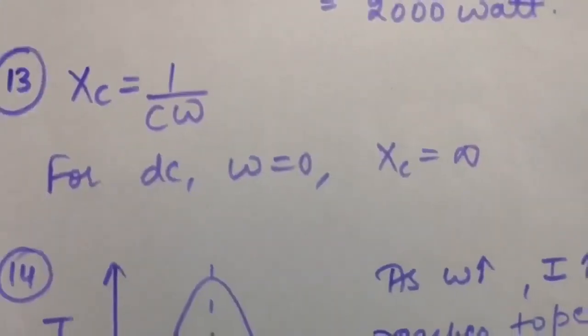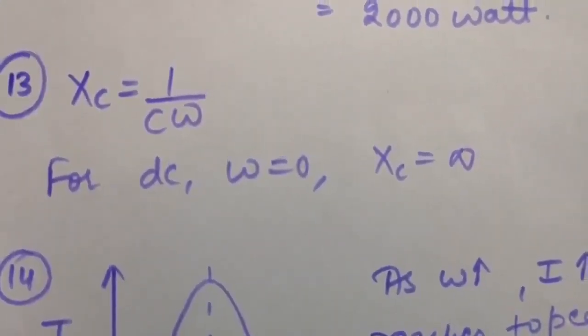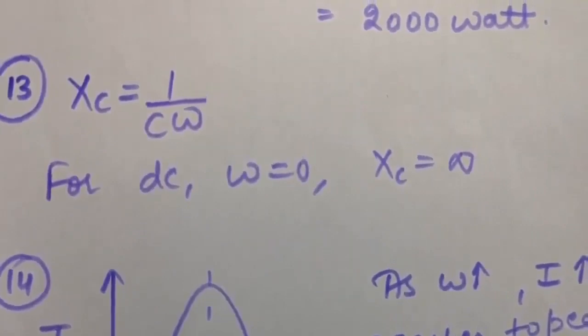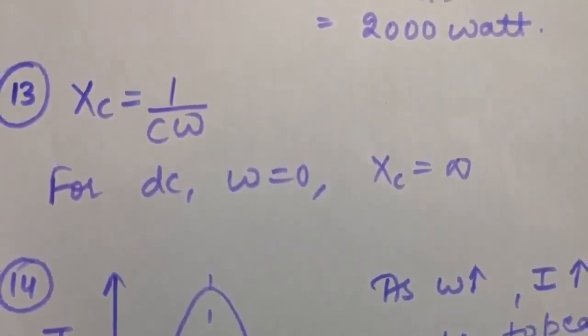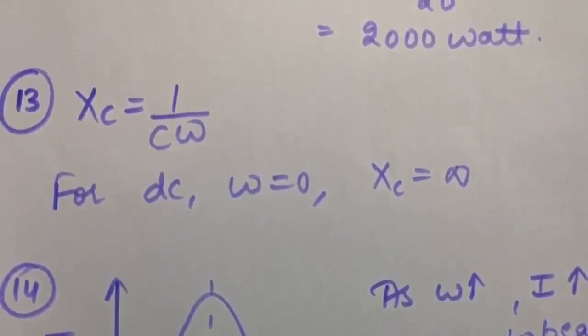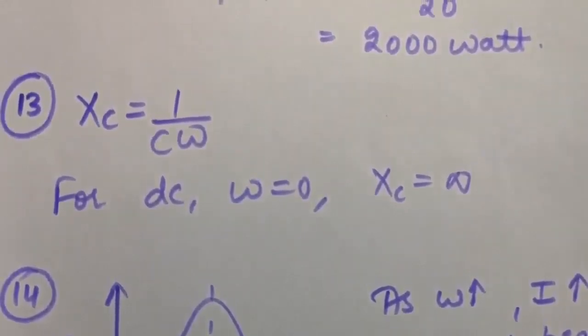Okay, so the 13th question asks why the capacitor blocks the DC voltage. So the first thing is that for a DC voltage the frequency is 0, because it does not have any oscillations.